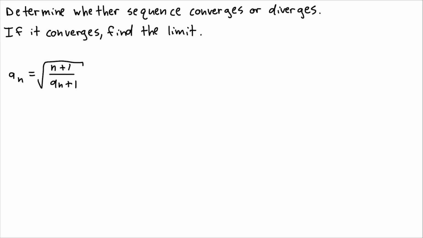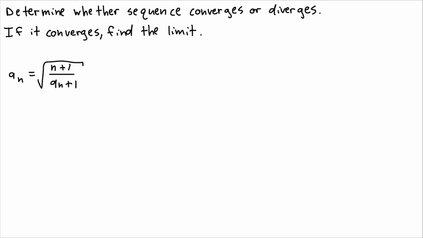Determine whether the sequence converges or diverges. If it converges, find the limit. So here we're given a sub n equals the square root of n plus 1 over 9n plus 1. How are we going to go about this?